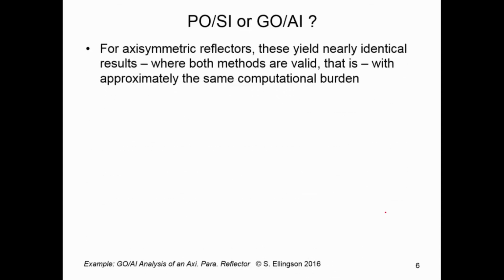Well, first let me say for axisymmetric reflectors, both techniques, physical optics surface integration and geometrical optics aperture integration, yield nearly identical results. And of course, what we're saying here is that this is true where both methods are valid, which is in front of the reflector. The further away we get from the main lobe and the first few side lobes, both methods are expected to deteriorate and become invalid. However, in the region where they are both valid, they should both give, again, nearly identical results, and with about the same computational burden. They both involve surface integrations.